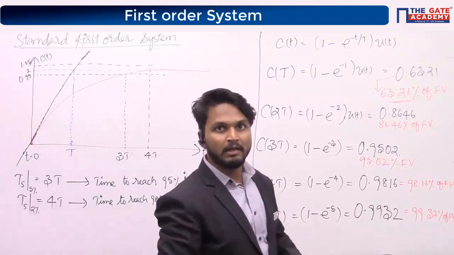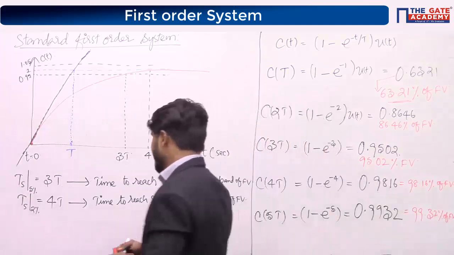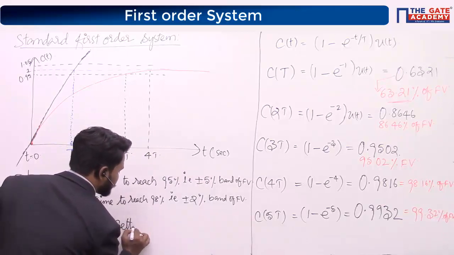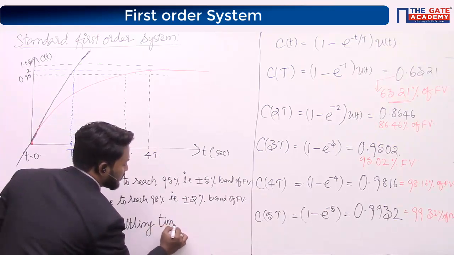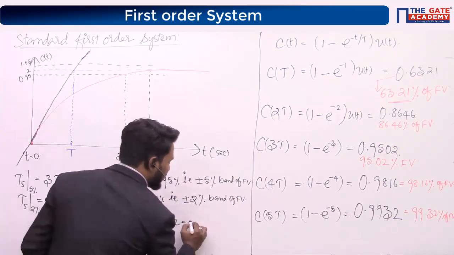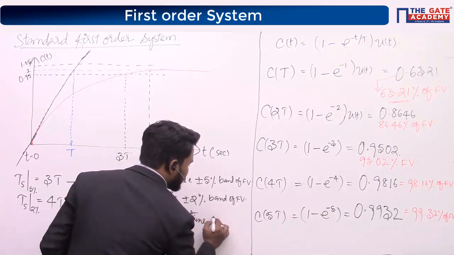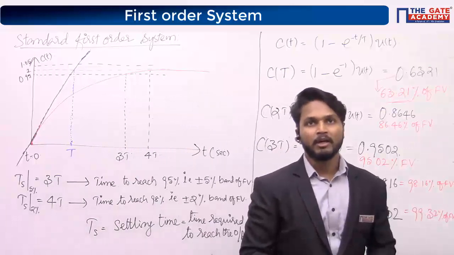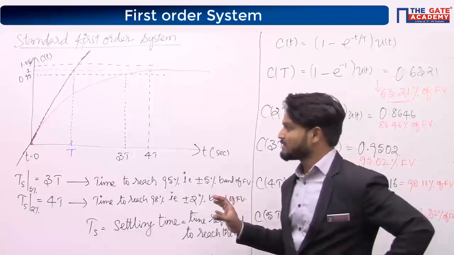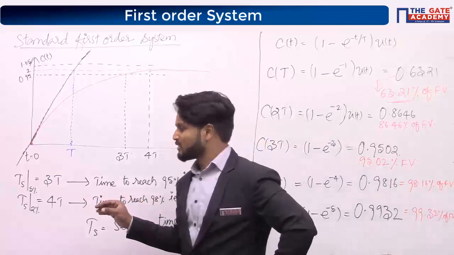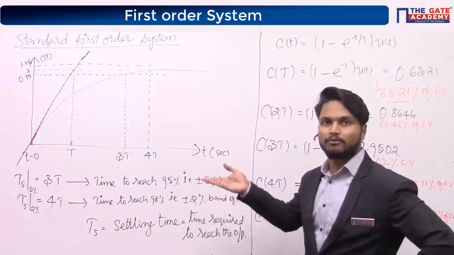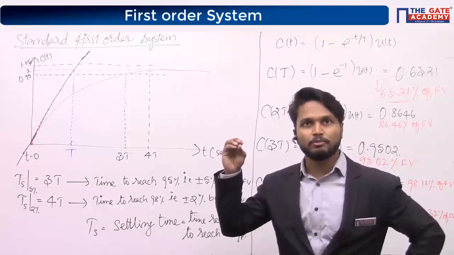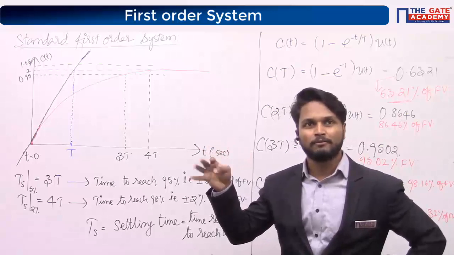Just note this, right? So TS, what is TS? TS is settling time. What does settling time mean? Settling time means the time required to reach the output, right? This is called settling time, and we are assuming our system has reached its 95% of output. Then only 5% of error is present. That is fine. We are assuming that to be fine, right?